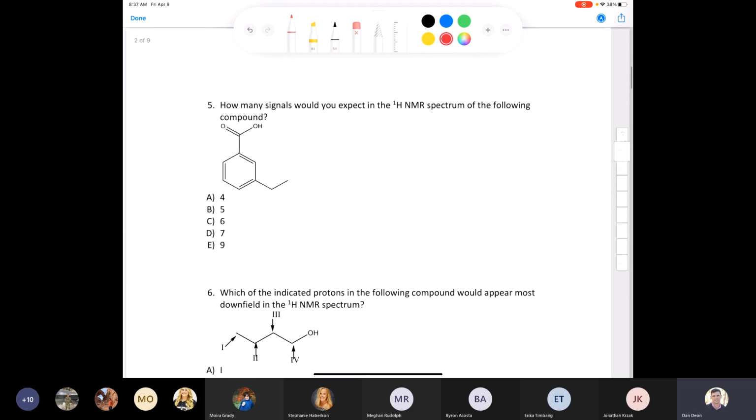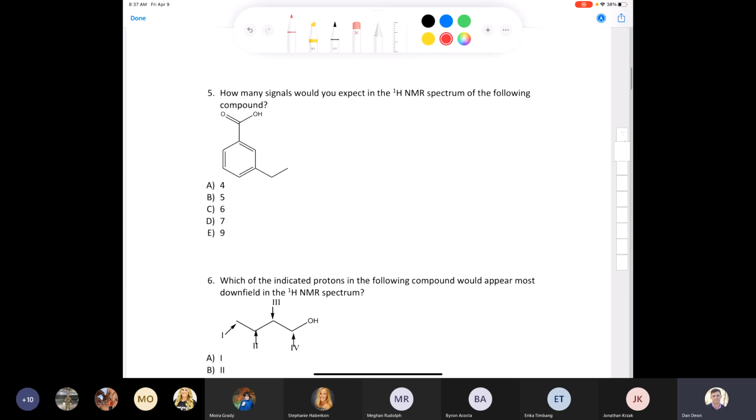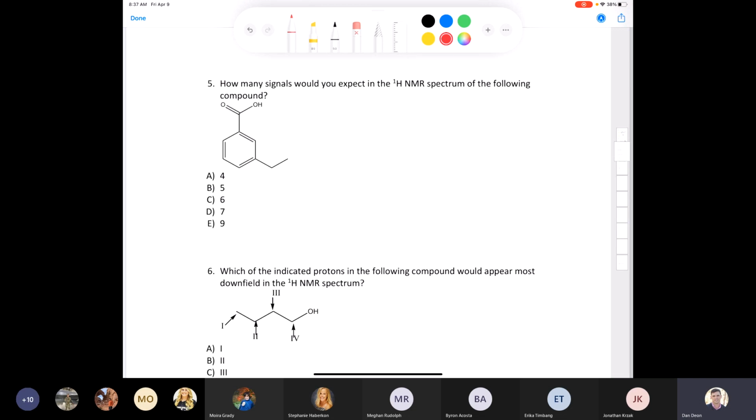Let's move on from there. How many signals would you expect to see in the proton NMR spectrum of the following compound? I'll throw that out there to my students. Give you a second. If anybody's got an answer, just throw it up on the screen.